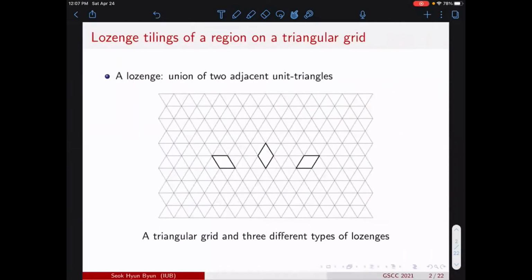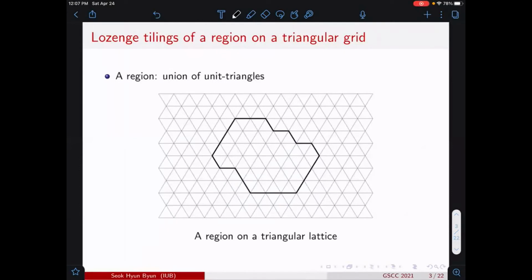I will assume that all of you know the triangular grid. It is on the slide, right? Then what is the lozenge? A lozenge is simply a union of two adjacent triangles that share an edge. According to their orientation, there are three types of lozenges: on the slide, on the left, there is a left tilted lozenge, a right tilted lozenge on the right, and a vertical lozenge at the center. So these are the three types of lozenges that we are going to use.